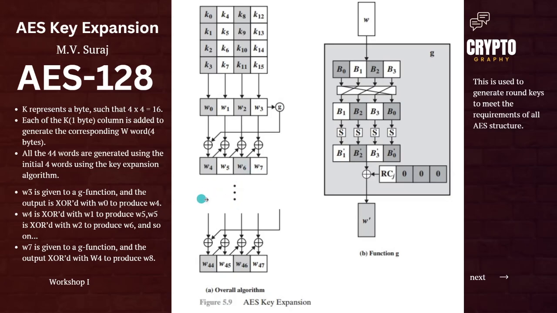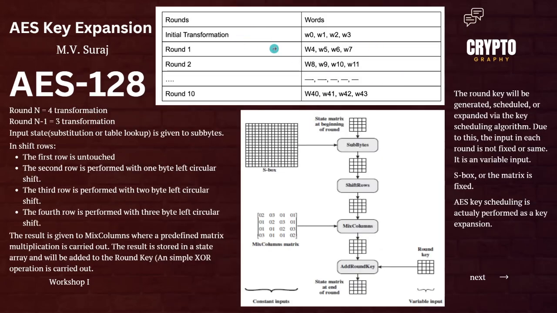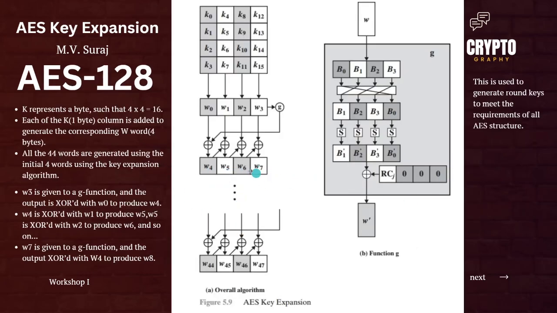And now how do you generate the next 4 words? Obviously it's going to be the same thing. You will put the W7 into the G function, and then you will get a result, which is W dash, and then you will perform an XOR with the W4 to get W8, and it goes on like that till we reach our word limit. As you can see, this will allow us to do round 1. For round 1 we need W4, W5, W6 and W7, and this exactly lets us do all of that. Now let us take a look at what's happening inside the G function.